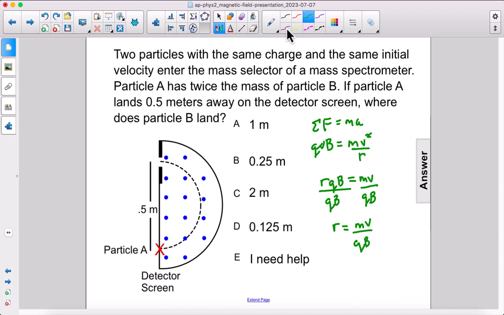Now the only things that are different between particles A and B are their mass. So we don't even have to worry about these things right now. We see that those are directly proportional. So if particle A has twice the mass, particle B is going to have half the mass, which means it will have half the radius. So if we plug in m over 2 in here, we're going to get r over 2.